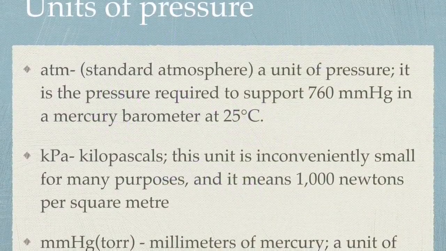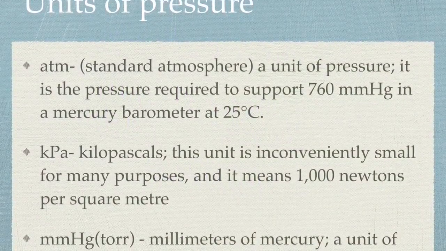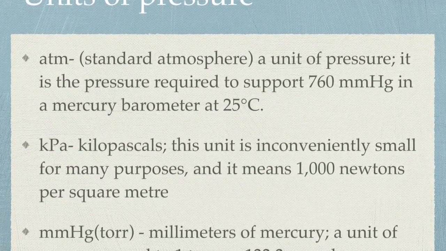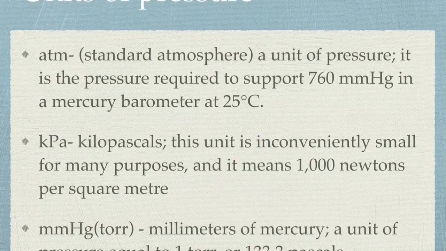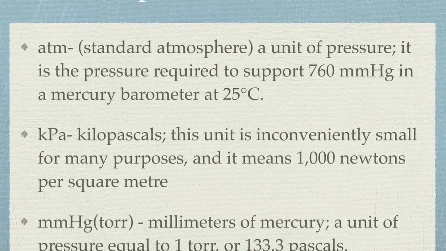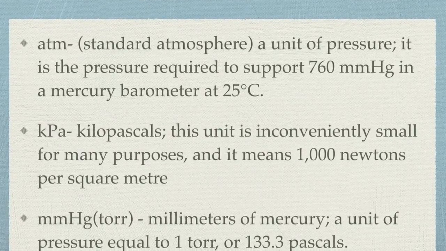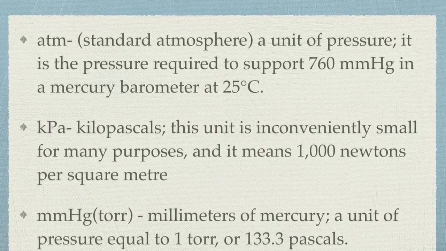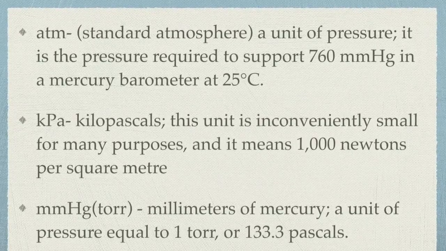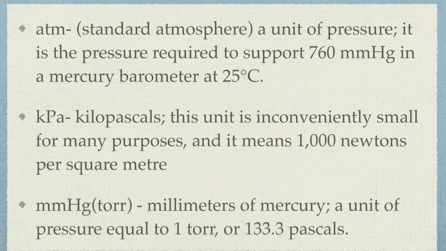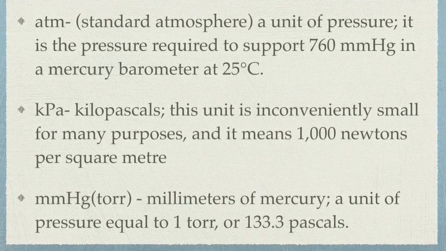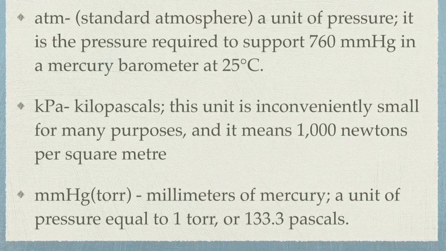Units of pressure. ATM, or standard atmosphere, is a unit of pressure. It is the pressure required to support 760 millimeters of mercury in a mercury barometer at 25 degrees Celsius. kPa, kilopascals. This unit is inconveniently small for many purposes, and it means 1,000 newtons per square meter. mmHg or torr means millimeters of mercury. It's a unit of pressure equal to 1 torr or 133.3 pascals.